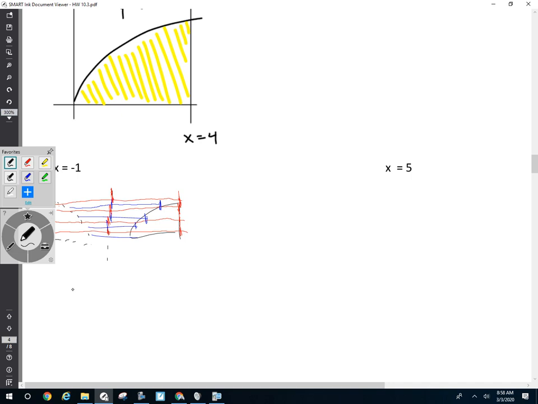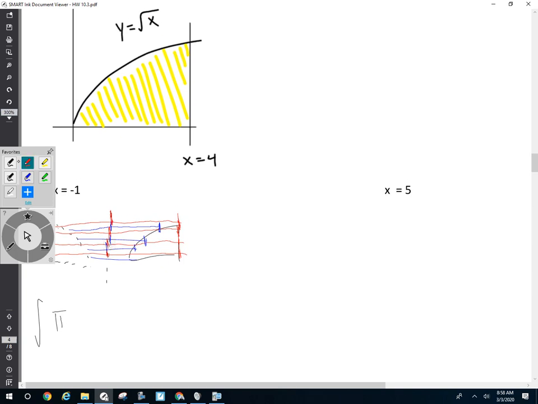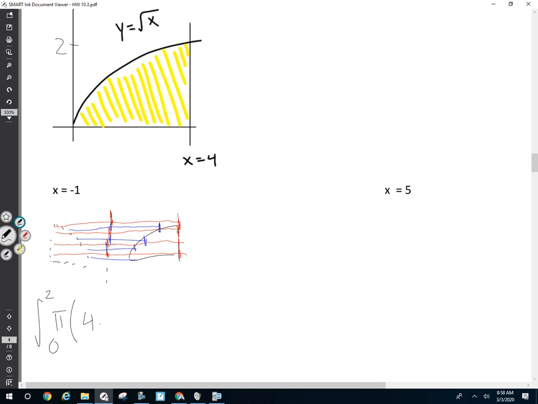Okay, so I have pi. X equals 4 intersects with root x at y equals 2. I need to go from a bottom to a top, so I'm going 0 to 2. My red radiuses, my outside radiuses, is 4 minus -1, or just 5. dy is the skinny heights. I'm subtracting 0 to 2 pi. The inside would be x equals y squared distance minus negative 1.